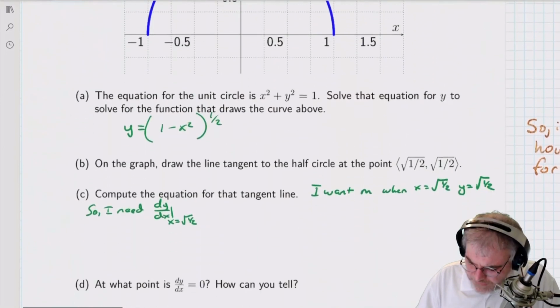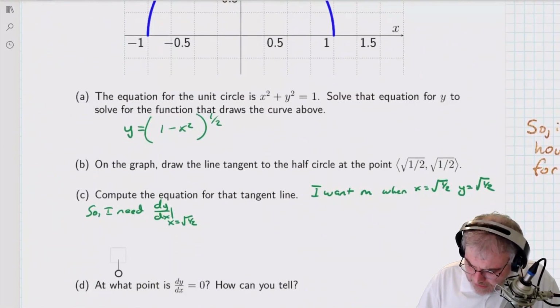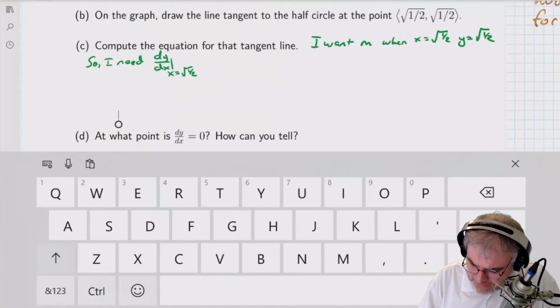And yes, I want you to figure out that work, but I don't need you to do it exactly right now because I don't want it to take you forever.